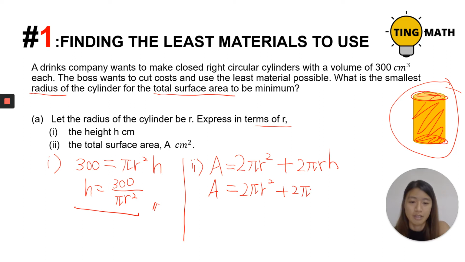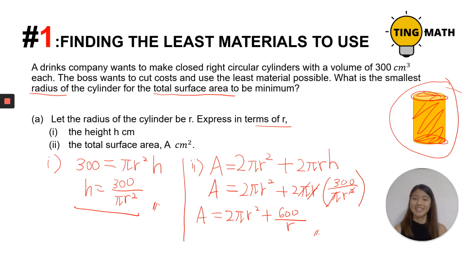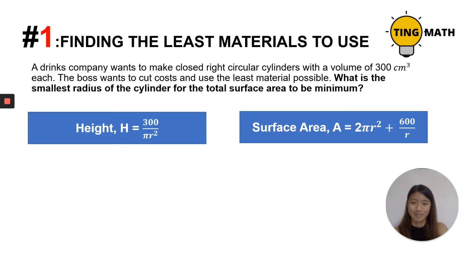What we have now is 300 over pi r squared. Now we need to simplify it, so cancel the top, cancel the bottom, and we are left with area equals 2 pi r squared plus 2 times 300, which is 600 over r. Alright, simple and easy. Great. Now that we have the equation, we are ready to find the radius we need to design our can for it to be the cheapest.